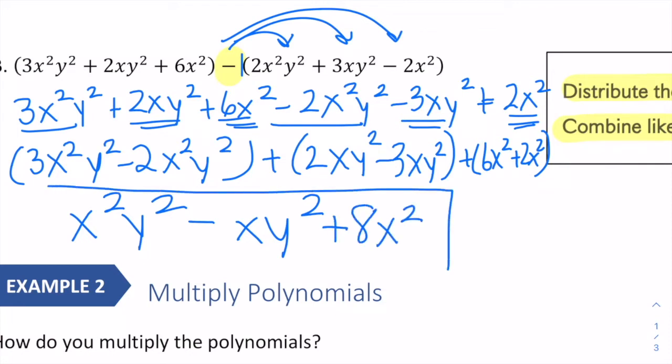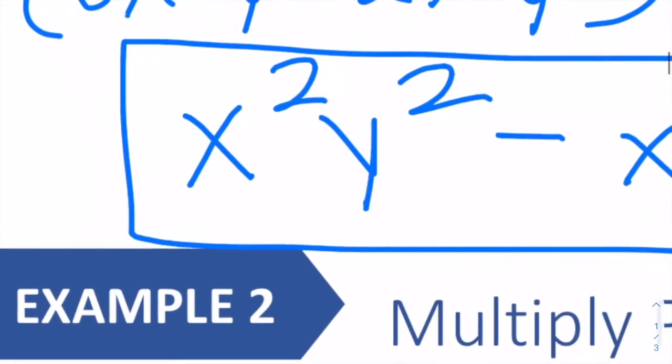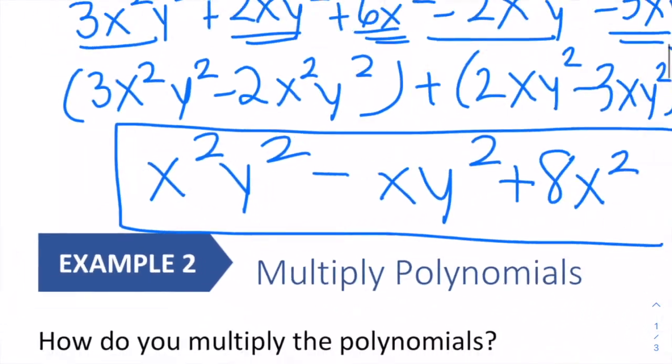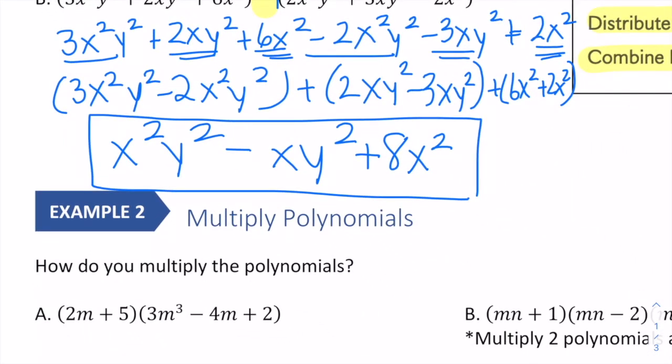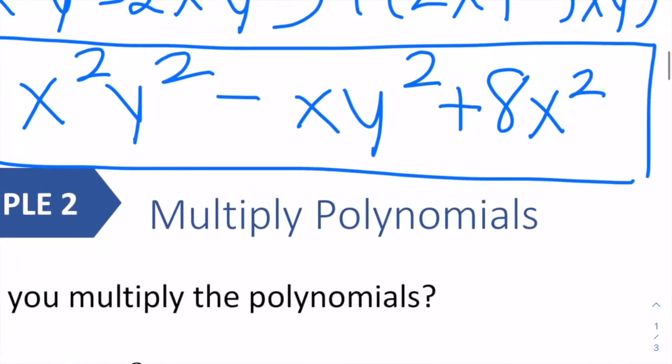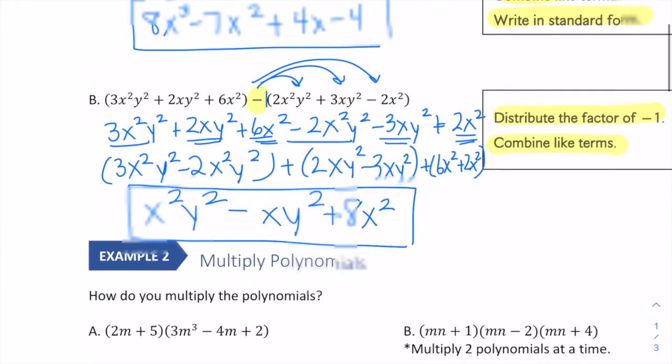Now notice we do have this in standard form. When we look at the first term, that's a degree of 4 because there are 2 x's and 2 y's. The next term has a degree of 3, 1 x and 2 y's, and the last one has 2 x's.